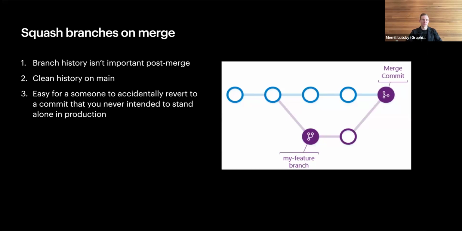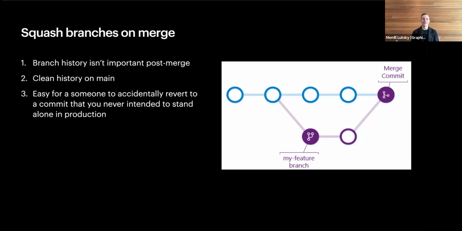In particular, one of the more common arguments, and something that we see in practice, is that if you have a lot of commits that aren't intended to be reviewed along the way, it's very easy for someone else to go back and accidentally revert to a commit that didn't build or that wasn't intended to stand alone in production. And this is something that we see happen quite a lot in practice. And one of the reasons that we recommend squashing branches on merge is just to make sure that you have that clean revertibility.